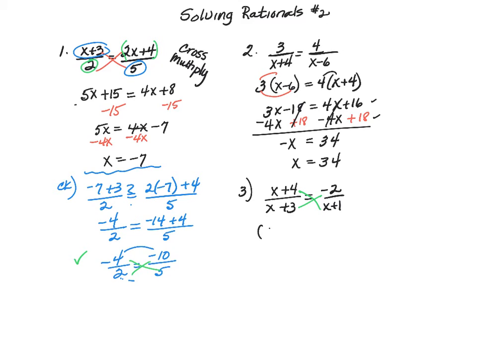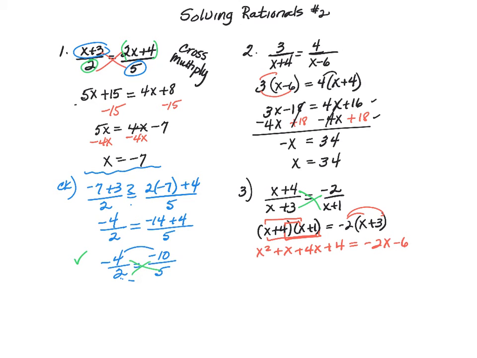So I'm going to say (x + 4) times (x + 1) is going to be equal to negative 2 times (x + 3). So you have to remember our FOIL: first, outside, inside, last. First terms, x squared. Outside, x. Inside, 4x. Last terms, 4. And that's going to be equal to, here I'm going to distribute, negative 2x minus 6.